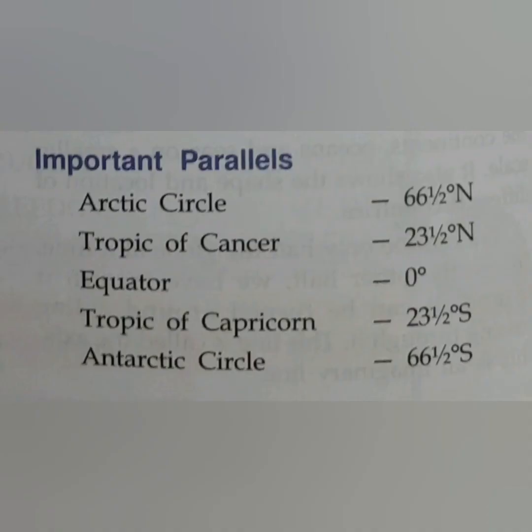Students, now let me tell you about the important parallels. You can see here, the first one is the Arctic Circle. It is at 66.5 degree N. Then Tropic of Cancer, 23.5 degree N. The equator, as you all know, is 0 degree. Tropic of Capricorn is at 23.5 degree S. And the Antarctic Circle is at 66.5 degree S.